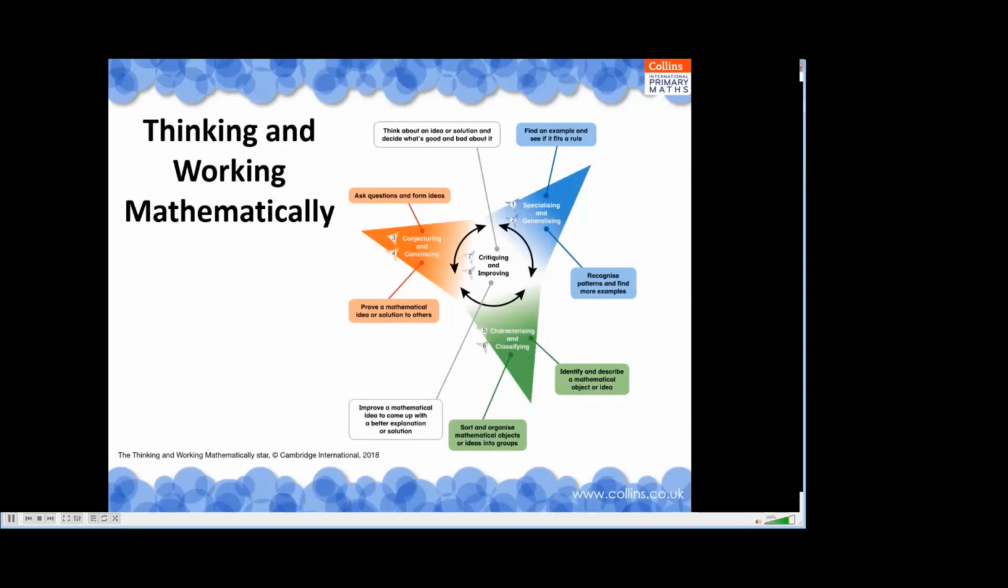For more information about thinking and working mathematically and how Collins International Primary Maths supports this new and important feature of the revised Cambridge framework, go to the Thinking and Working Mathematically webinar or session 3 of the training package on the Collins website.